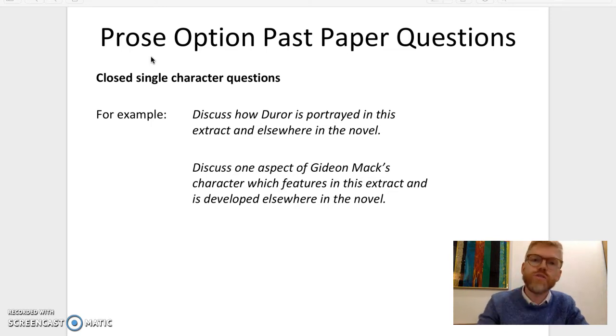That is the most popular question that the SQA ask in prose options in the Scottish text paper. Another example of this would be discuss one aspect of Gideon Mac's character which features in this extract and is developed elsewhere in the novel. So again, you're given the character to focus on, Gideon Mac, and you have to follow that through if you're going to get the marks.